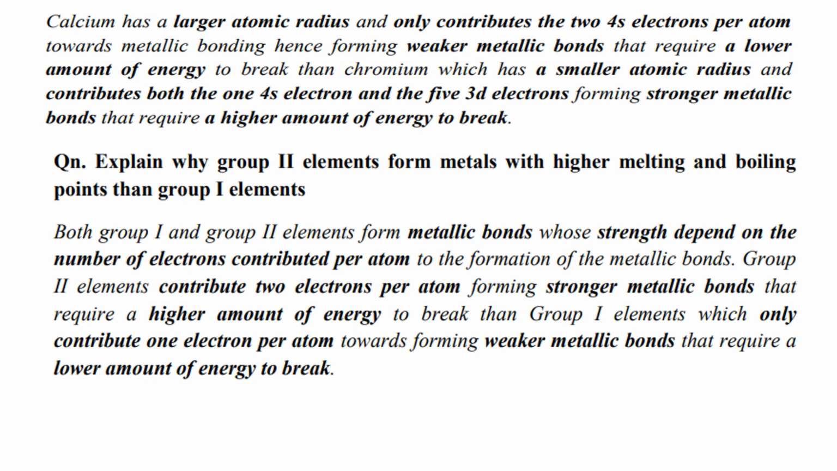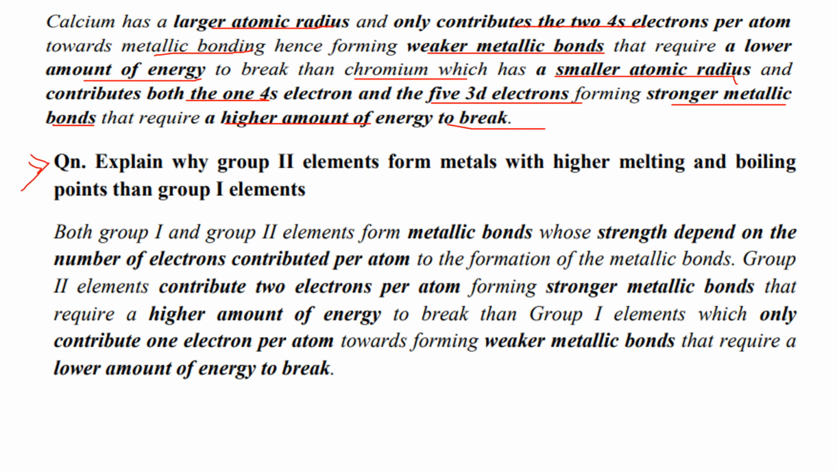So we are going to say that calcium has a large atomic radius and only contributes 2 electrons from the 4s sub-energy level per atom towards metallic bonding, and therefore it's going to form weaker metallic bonds that require a lower amount of energy to be broken as compared to chromium, which has a smaller atomic radius, and it also contributes both the 4s electron which is present in the 4s sub-energy level and also all the 5 3d electrons, forming stronger metallic bonds because it contributes more electrons per atom towards metallic bonding, and therefore its bonds are going to require a higher amount of energy to be broken.